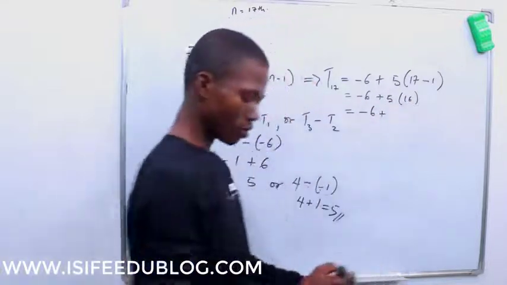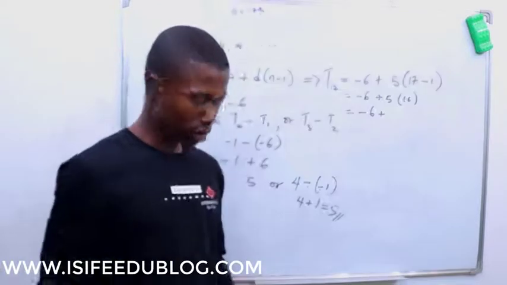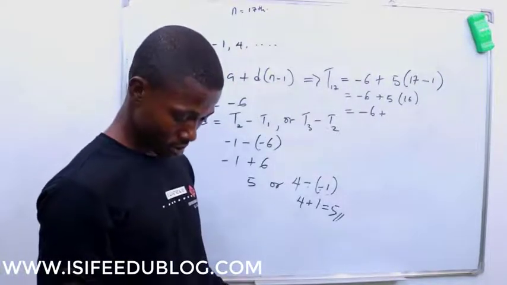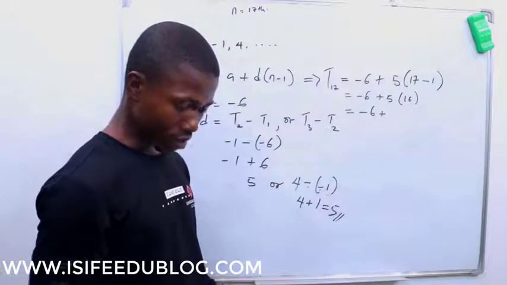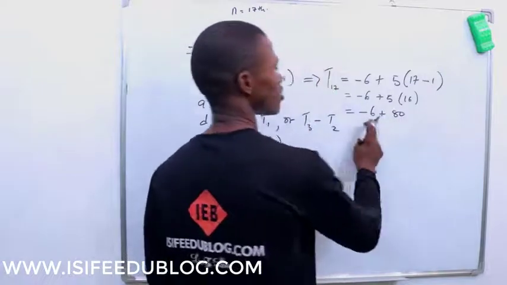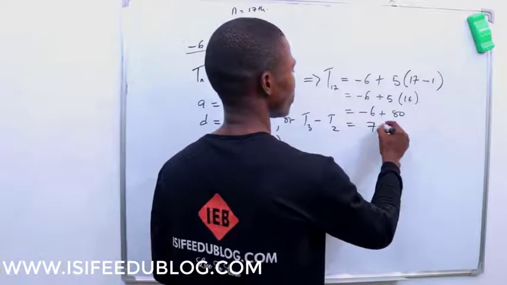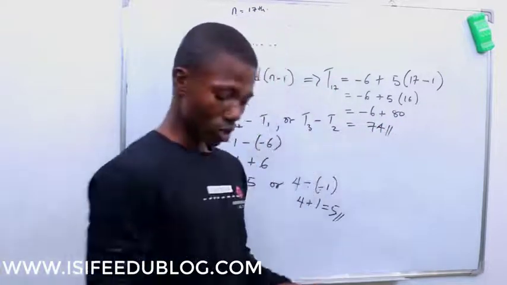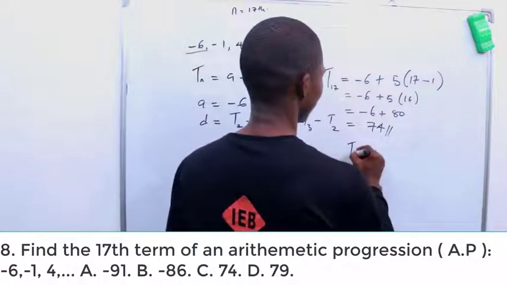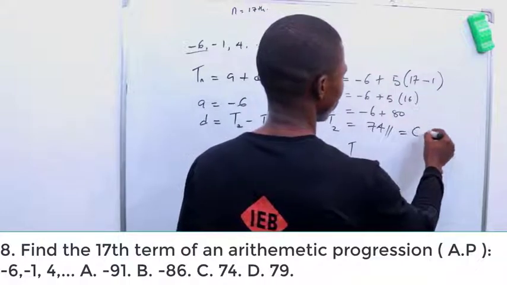So all you need is open your bracket. 5 times 16 will give us what? You punch your calculator. 5 times 16 will give us 80. Minus 6 plus 80 will give us 74. So let's go over to options and check. This is option C, our answer.